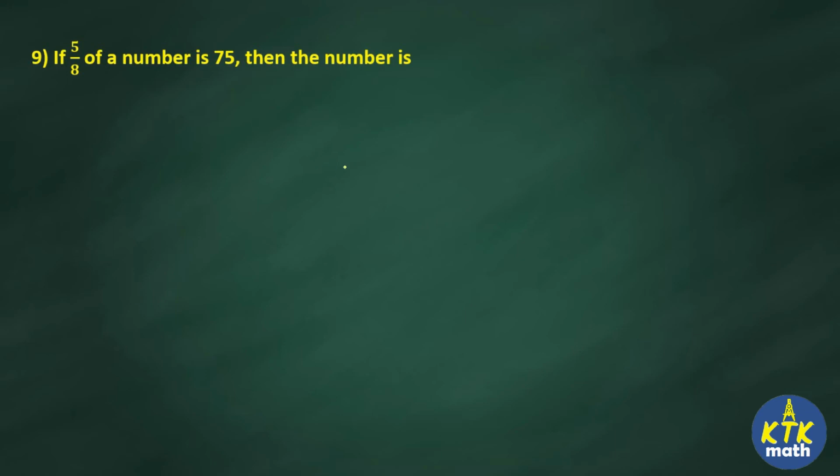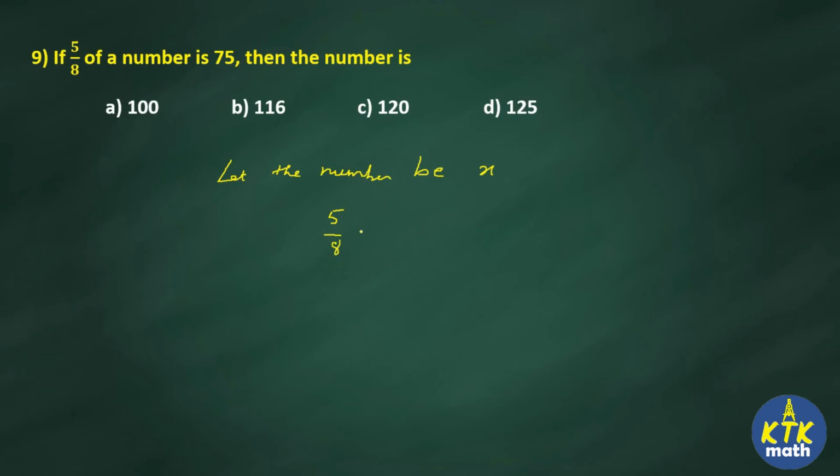Question number 9. If 5 by 8 of a number is 75, then the number. 5 by 8 of some number is 75. Okay, so I can take, let the number be x, because I don't know the value. In this number 5 by 8 is 75. So how can I write that? 5 by 8 of means what? Multiply. x is equal to 75.